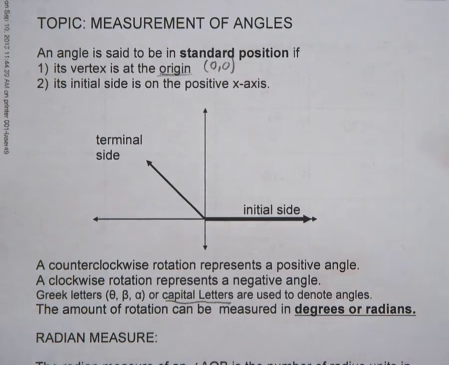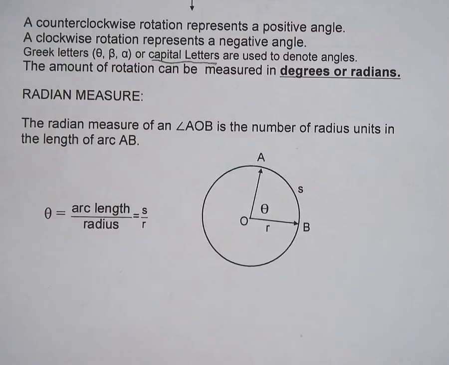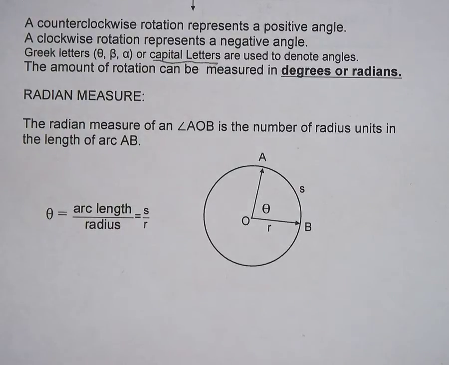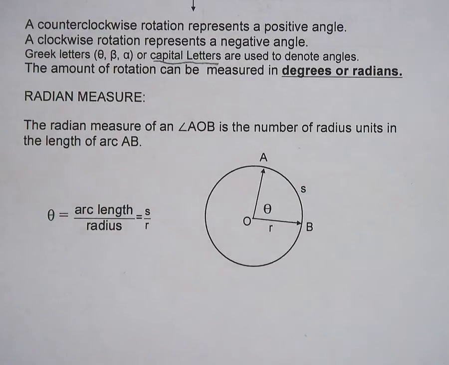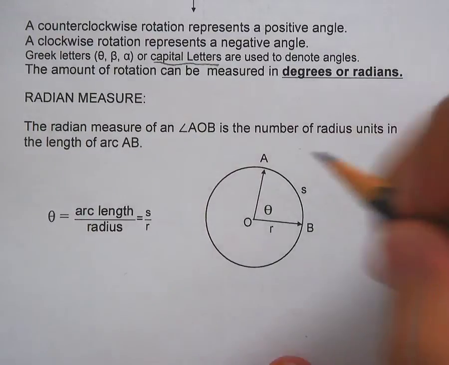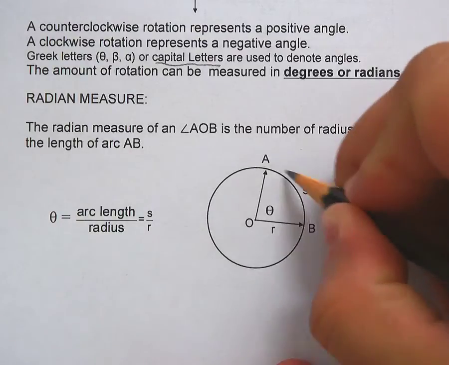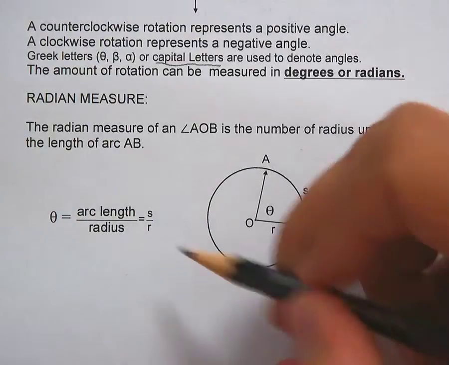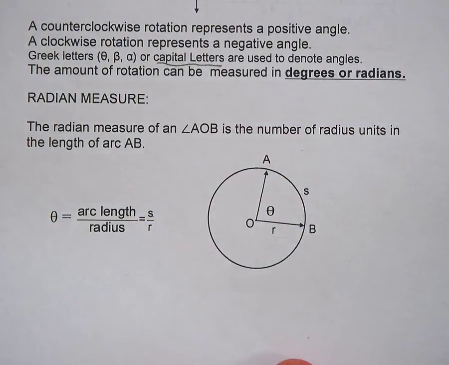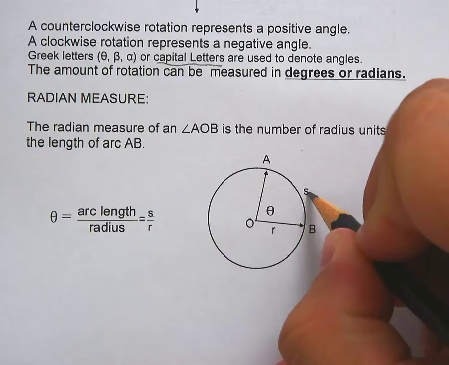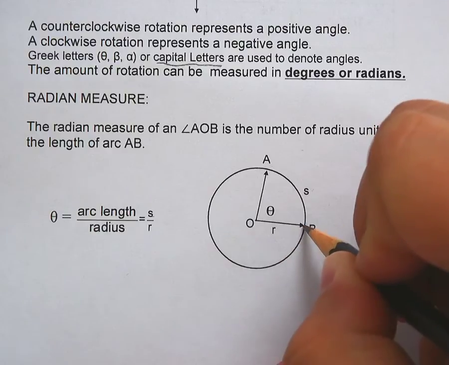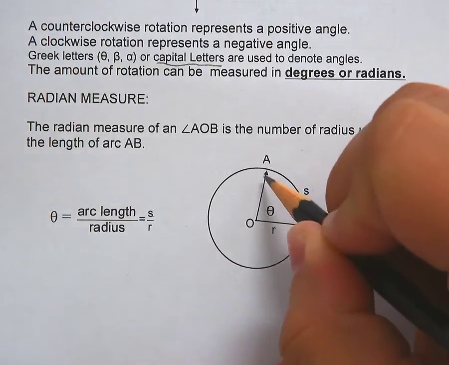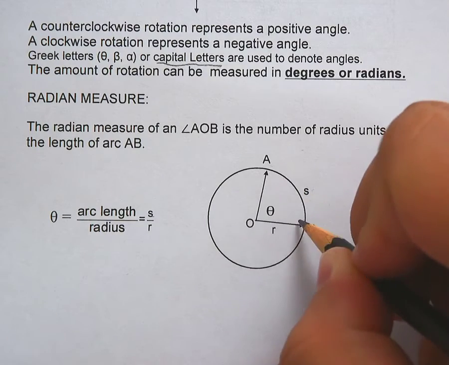All right, so let's talk about radian measure. You already know what a radian is because we talked about it in class. This is technically the formal definition of a radian. It's the measure of an angle AOB: the number of radius units in the arc length. It's how many times the radius will fit in this little arc length right here. So we divide the arc length S by the radius R. It's very simple. If this is our arc, we just want to know how many times the radius will fit inside of that arc.